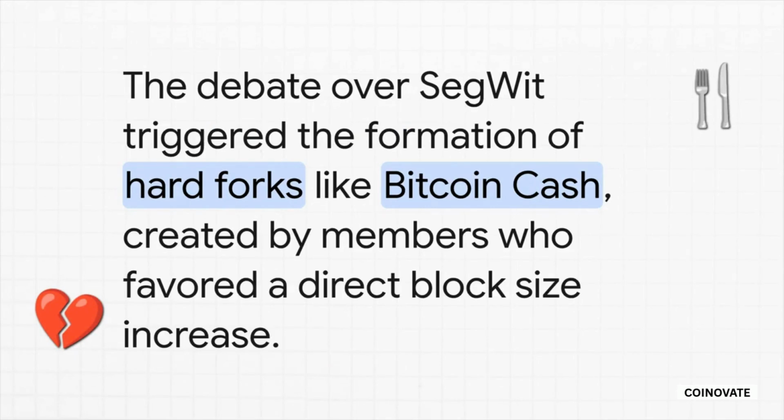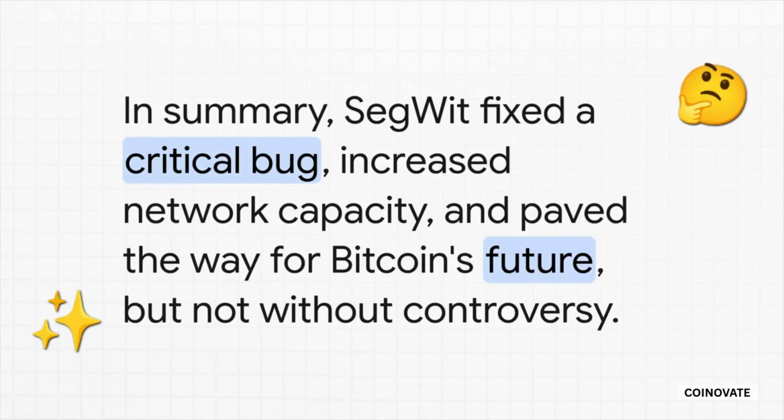And this wasn't just an argument online. This fierce debate over SegWit directly led to a major split in the network, a hard fork that created what we now know as Bitcoin Cash. Its supporters basically rejected SegWit's whole approach, arguing that the simpler, better way to scale was just to increase the block size directly.